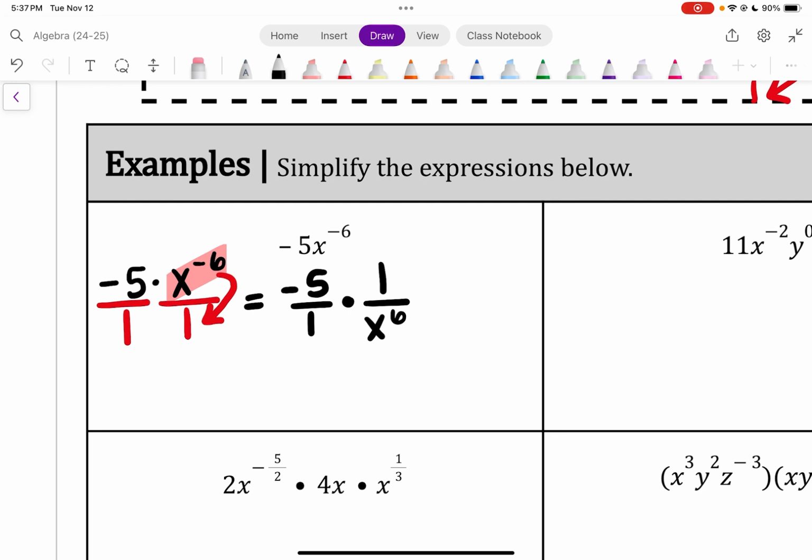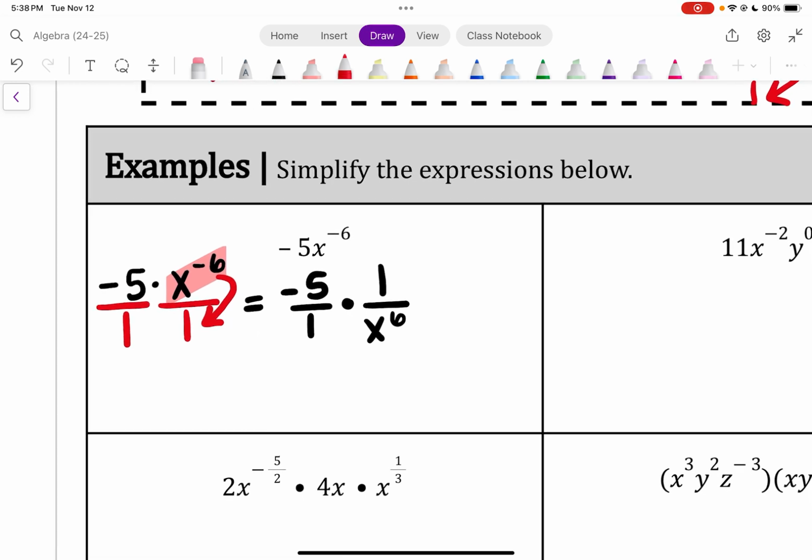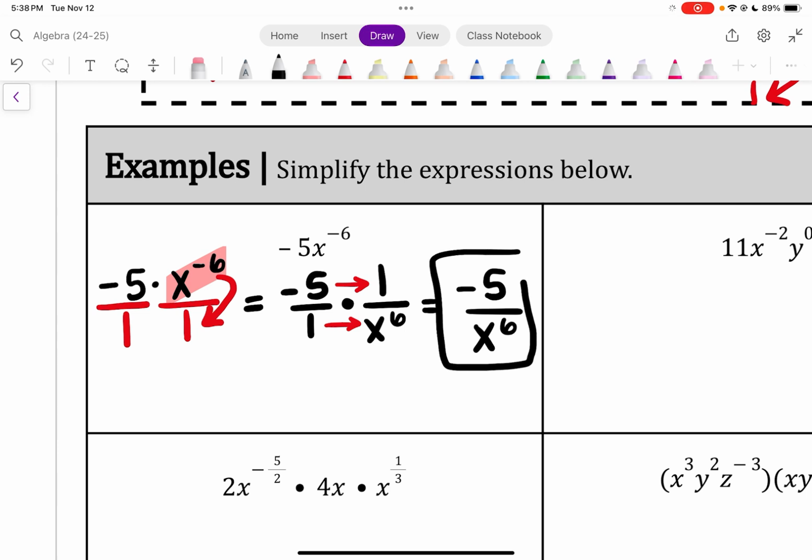All right, so now we're going to finish the problem. How do you multiply fractions? You multiply them straight across. So our final answer should be negative 5 over x to the happy positive 6.